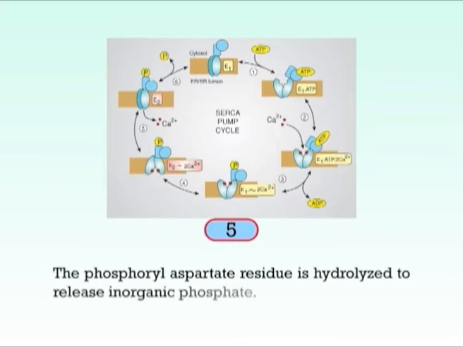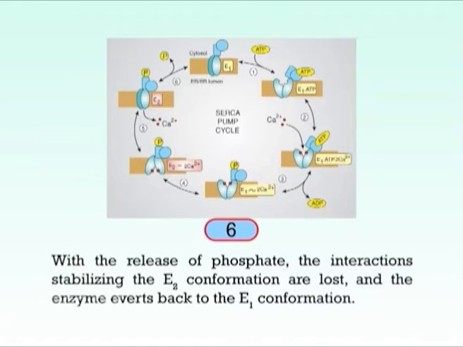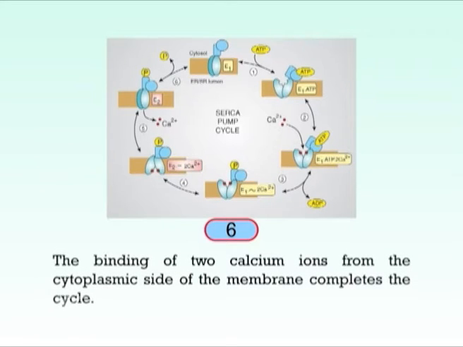Now, the phosphoryl aspartate residue is hydrolyzed to release inorganic phosphate. With the release of phosphate, the interactions stabilizing the E2 conformation are lost and the enzyme everts back to the E1 conformation. The binding of the 2 calcium ions from the cytoplasmic side of the membrane completes the cycle. So that was how the calcium ATPase works.